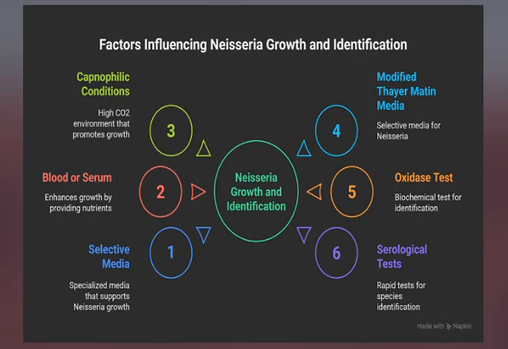Growing and identifying Neisseriae requires specific conditions. Selective media and enriched blood or serum provide nutrients. They thrive in capnophilic environments, meaning high carbon dioxide levels. Modified Thayer-Martin media is often used for selective growth. Tests like oxidase and serological assays help confirm the species, allowing precise diagnosis and guiding treatment.